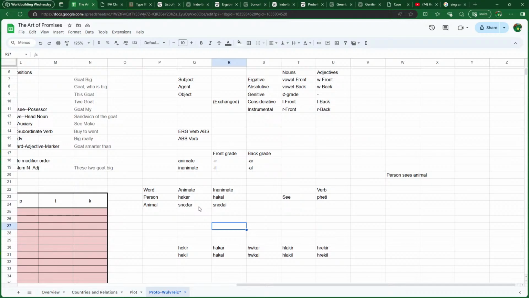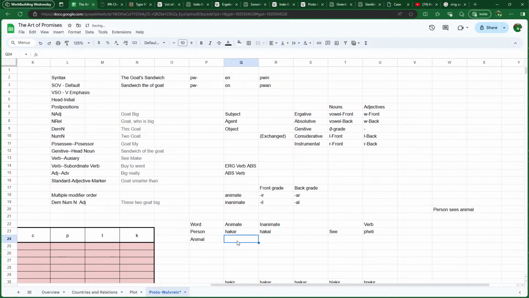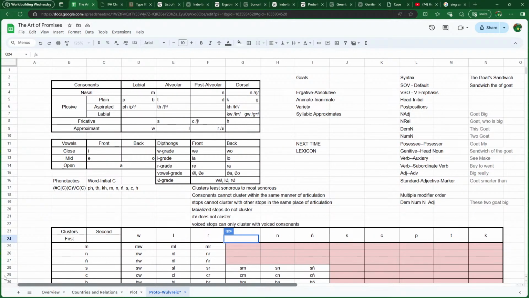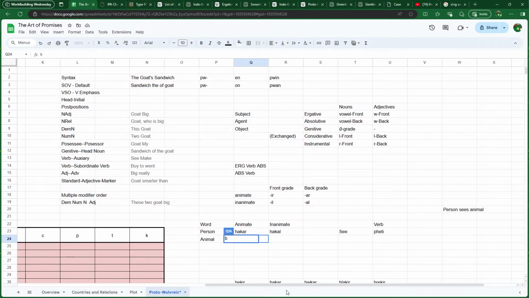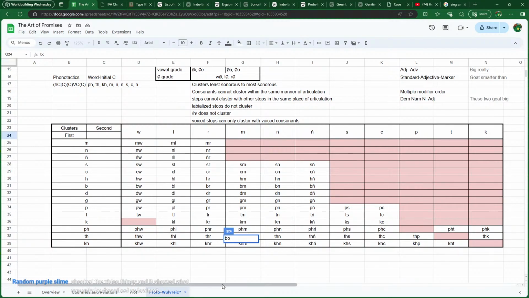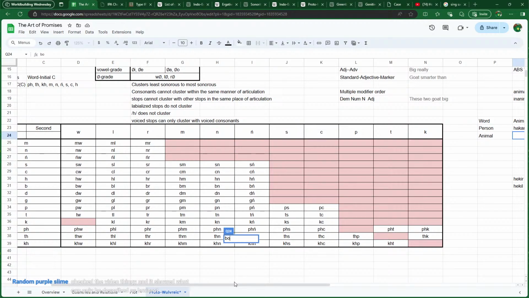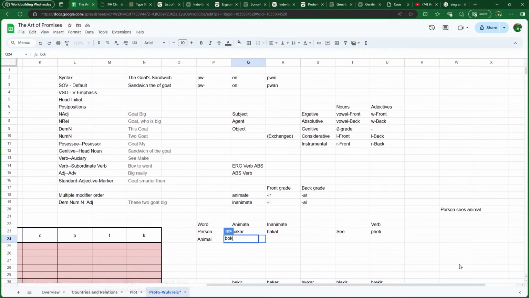I don't like these words, snowdar and snowdoll. So we will have it be Bokwa. So, bokwar and bokwal.